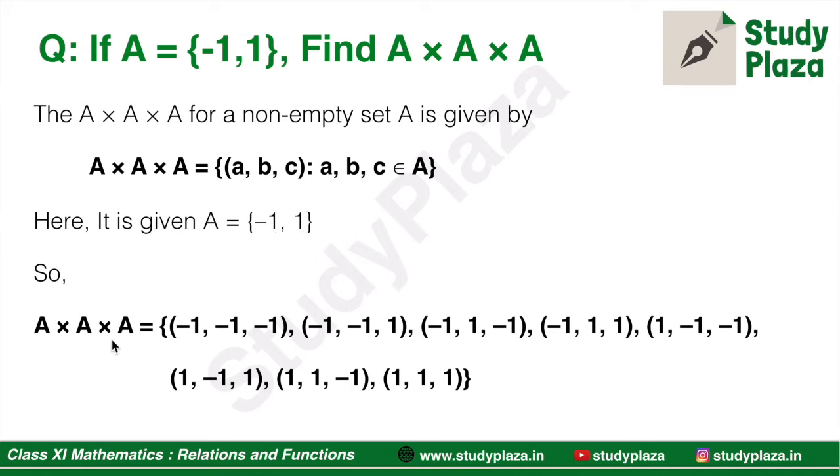So in the Cartesian product, the first ordered triplet will have the first element of all three sets, and the first element of all three sets is minus 1. So the first ordered triplet will be (minus 1, minus 1, minus 1), and the second ordered triplet will have the first elements of the first two sets and the second element of the third set. So it will be (minus 1, minus 1, 1). Similarly, the third ordered triplet will have the first element of the first set, the second element of the second set, and the first element of the third set. So this will be (minus 1, 1, minus 1).